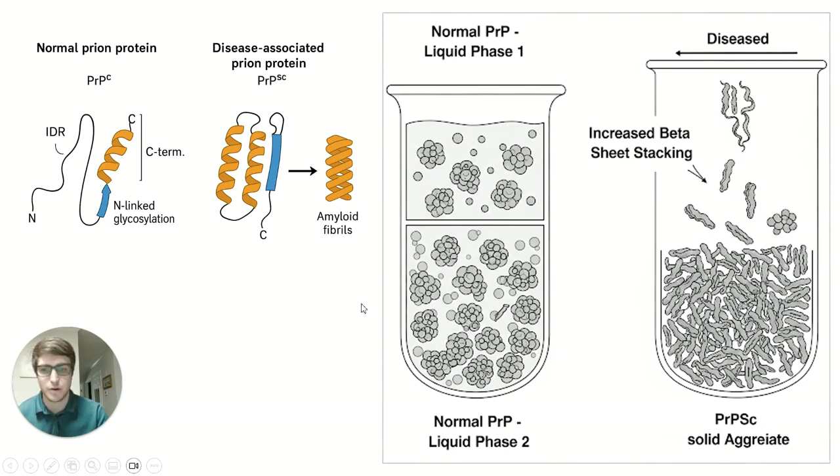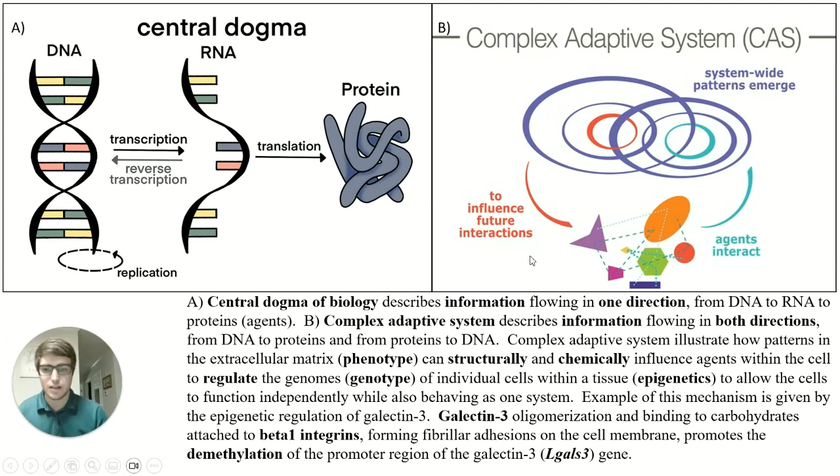the disease prion protein. So in this way, we can think of biology as a complex adaptive system, where not only does information flow from the DNA to the proteins, but it can also flow from the proteins back to DNA, which isn't really detailed by the central dogma. The central dogma just highlights one directional flow from DNA to proteins.